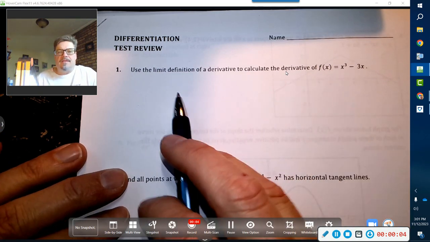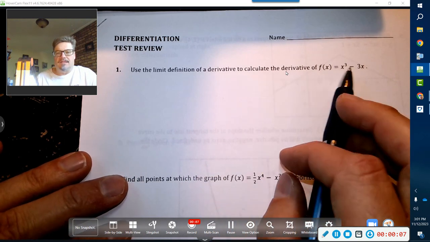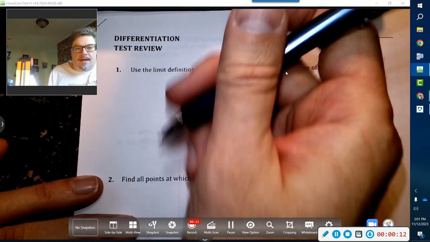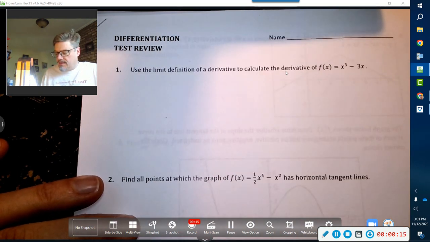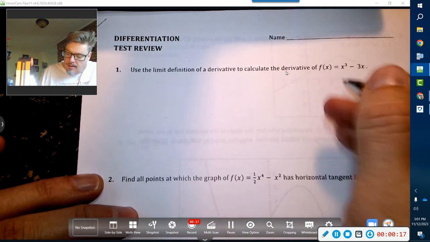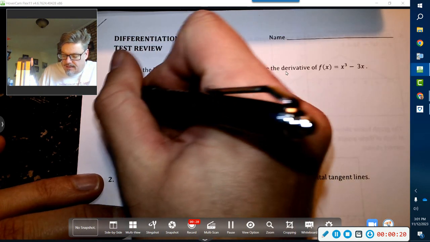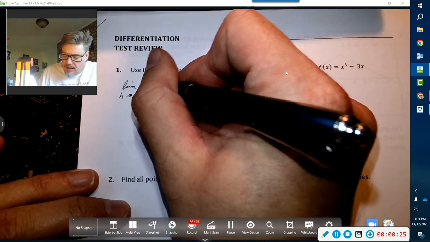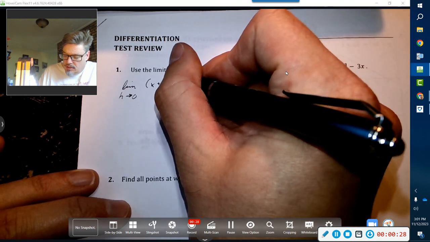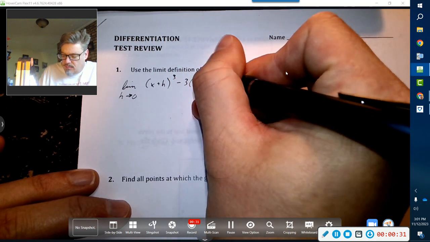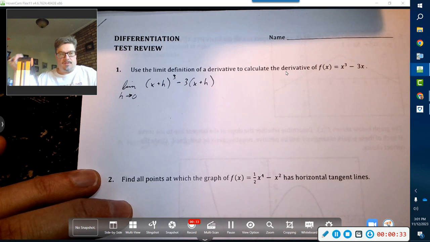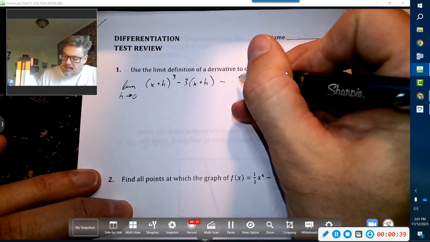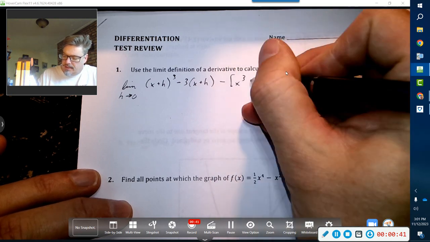Number one, use the limit definition of a derivative to calculate the derivative of this guy. I know that you guys started already on Friday, so let's write this like it should look officially. The limit definition would look like the limit as h goes to 0 of (x plus h) cubed minus (x plus h), and that is the f of x plus h. Then you would subtract the entire x cubed minus 3x.